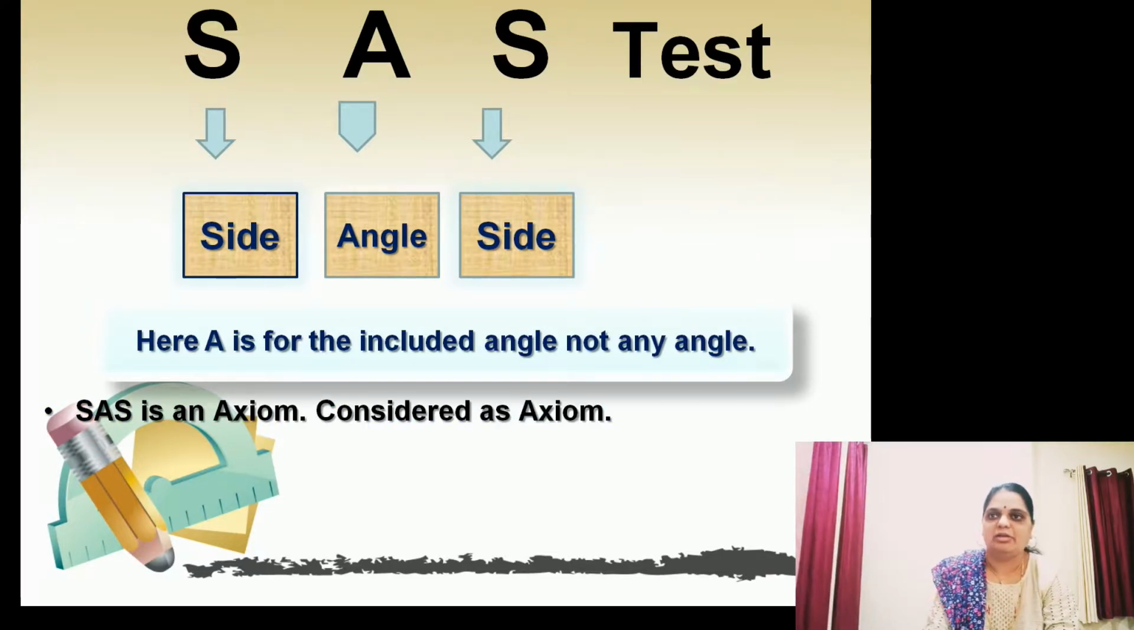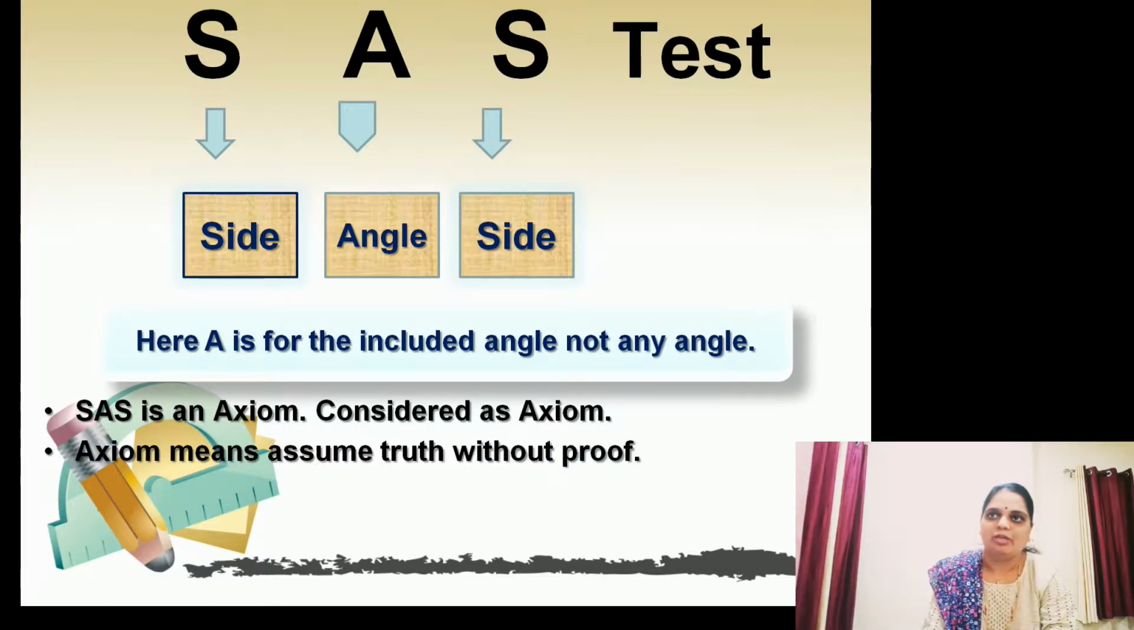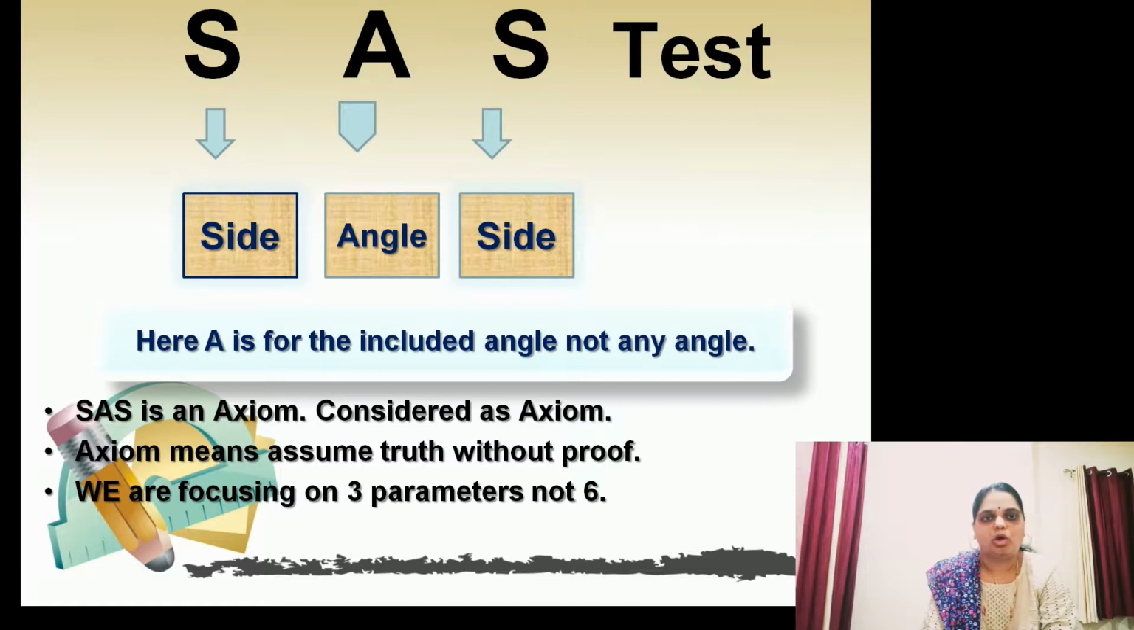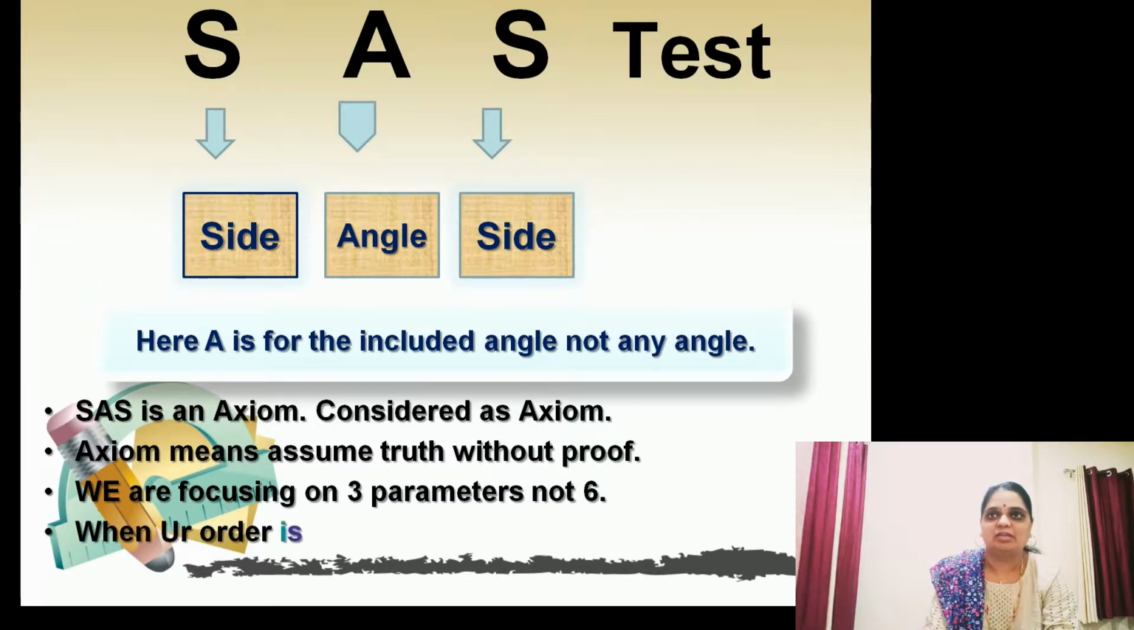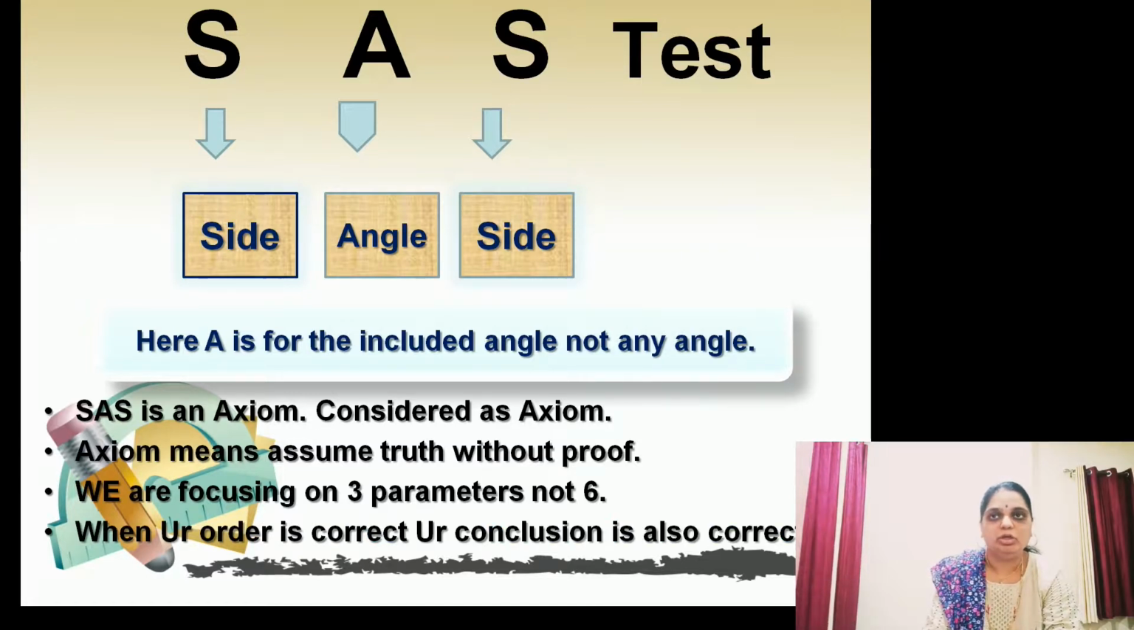SAS is considered an axiom. Axiom means assumed truth without proof. We assume the SAS test as it is. That means we consider it an axiom and we cannot prove the SAS test. We are focusing on 3 parameters, not 6. When your order is correct, your conclusion is also correct. That means for SAS, the angle is in between two sides. That means your order is correct and your conclusion is also correct.